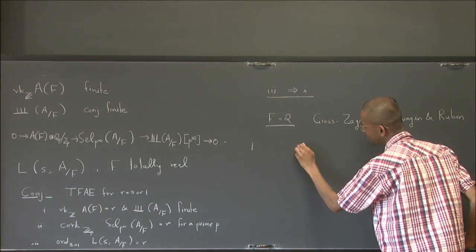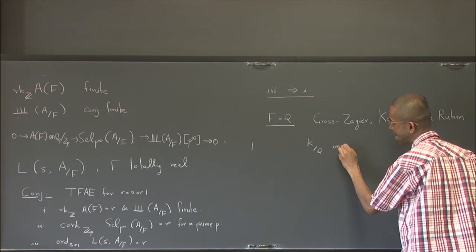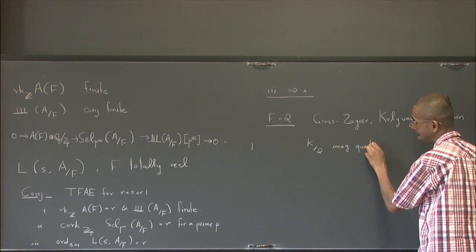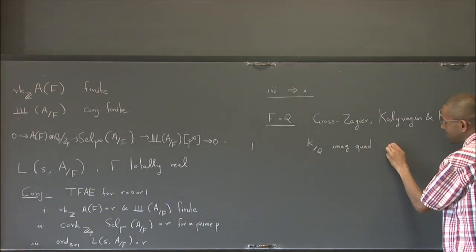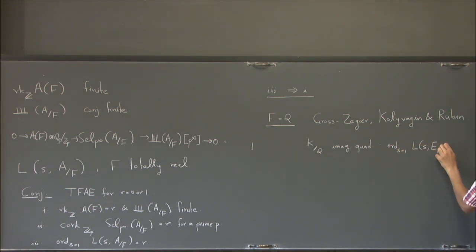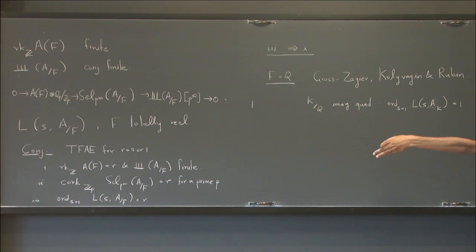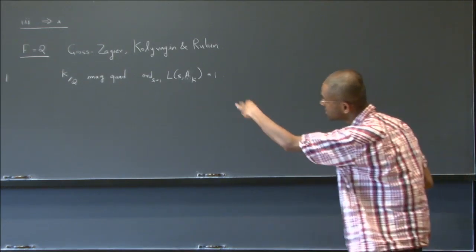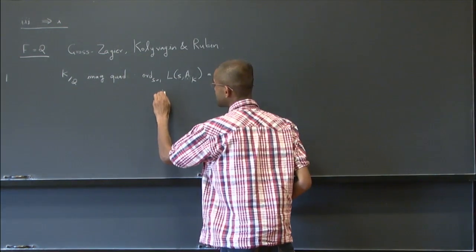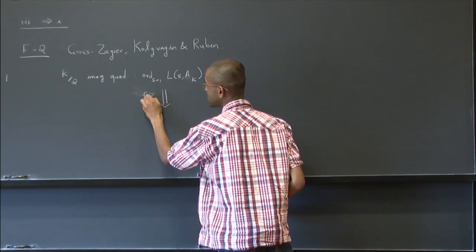There is an auxiliary choice, so just to be maybe too simplistic, one begins by choosing a certain K over Q imaginary quadratic, such that the base change L function for the elliptic curve over K, sorry, vanishes to order exactly one. So this is some auxiliary data; we are beginning with some data over Q, but then by this Gross-Zagier formula, let me just use maybe GZ from now.